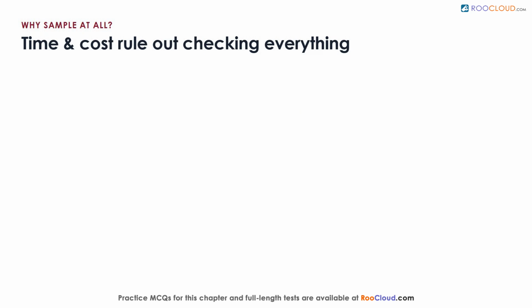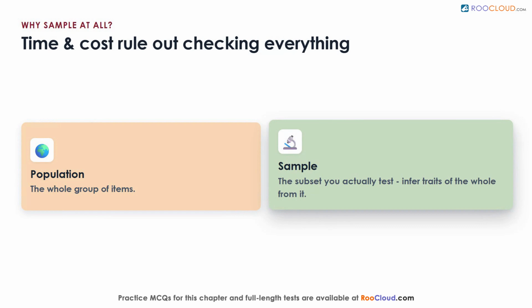So why do we sample? Because time and cost rule out checking everything. The full group of items is the population. The subset you actually test is the sample. You use the sample to infer traits of the whole.